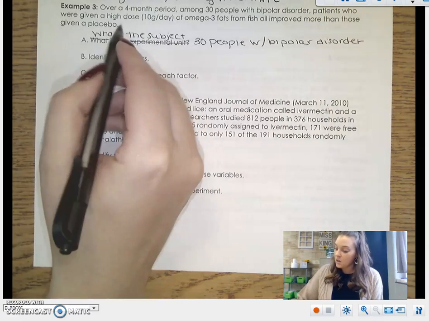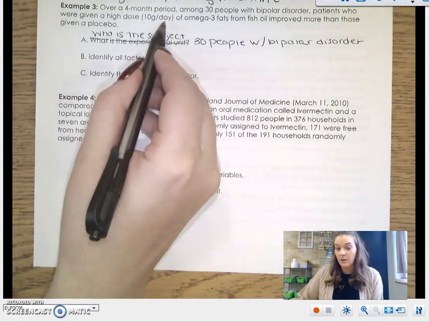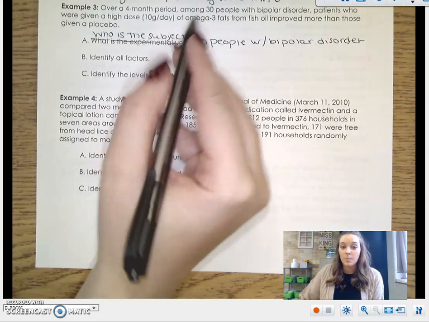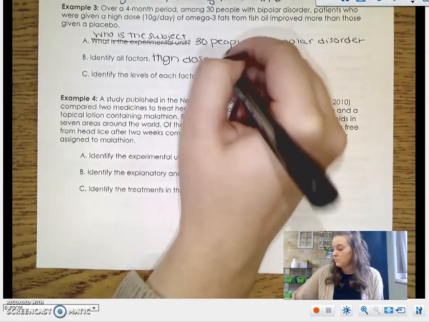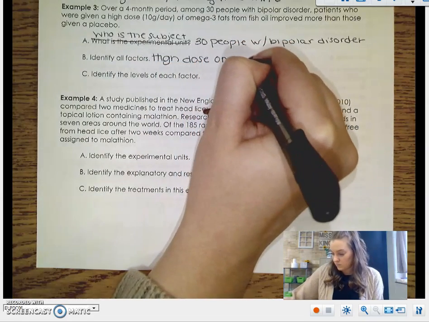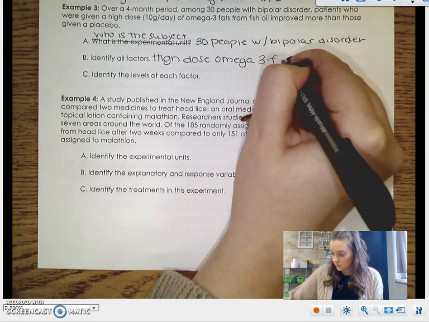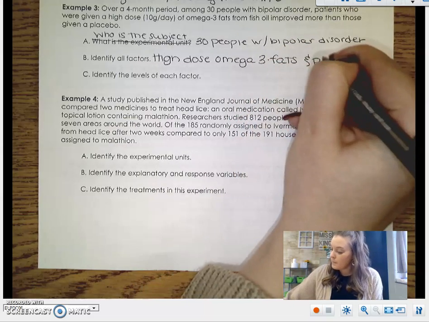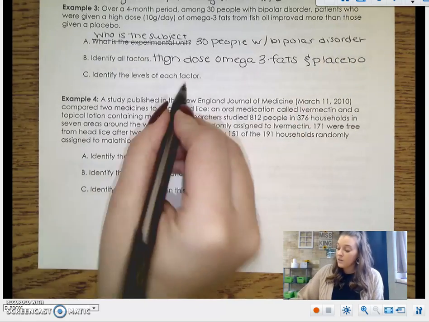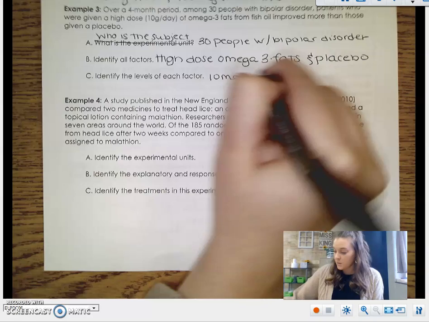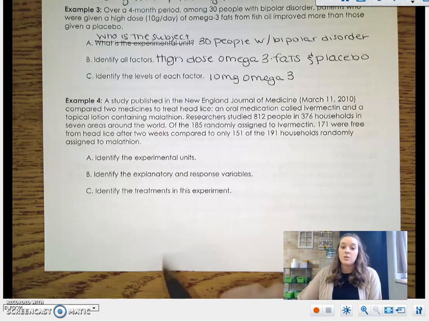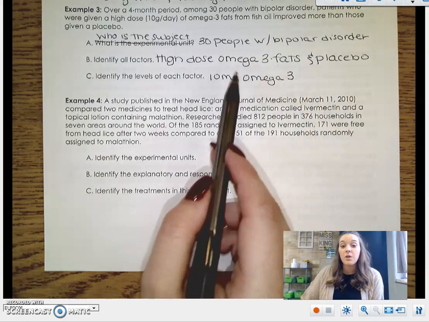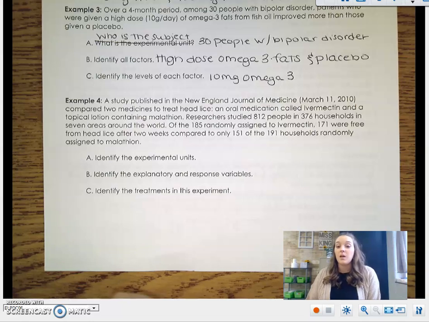My factors are going to be a high dose of omega-3 fats or a placebo. And the levels of each factor, so we had 10 milligrams of omega-3s. And the placebo is just a placebo. So you only had 1 level for your factor of omega-3s. The placebo did not have any levels. It would just be a placebo.